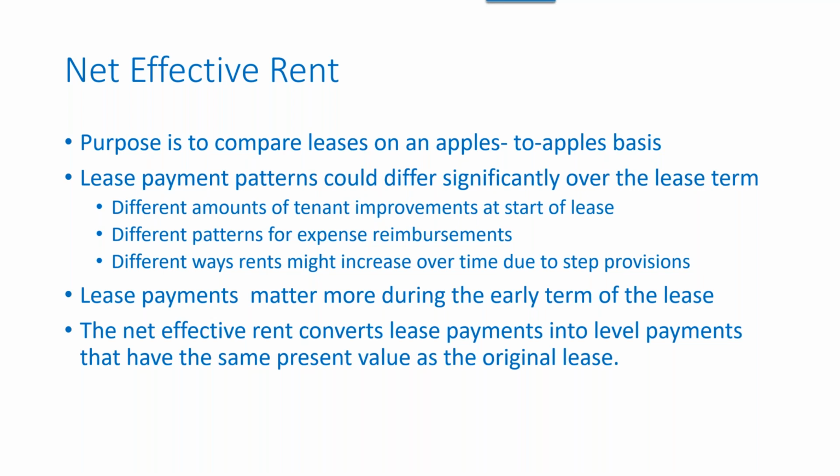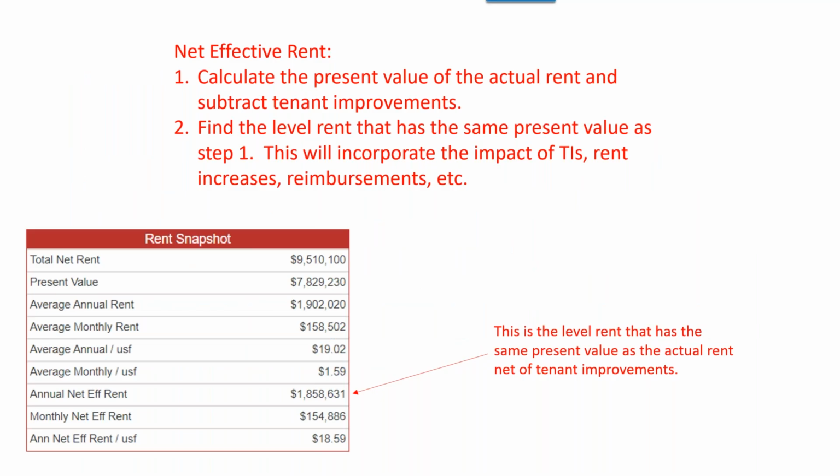effective rent calculation. What it does is, again, convert those actual lease payments, including the TIs and moving allowances and anything else that's going on, into level payments as if it was just the same payment every year that has the same present value using your discount rate, the same present value as the original lease. So now we can compare them on an equal basis. So the program calculates that. You see here the net effective rent in this case is $1,858,631 per year. So that's the level rent that has the same present value as the actual lease payments.